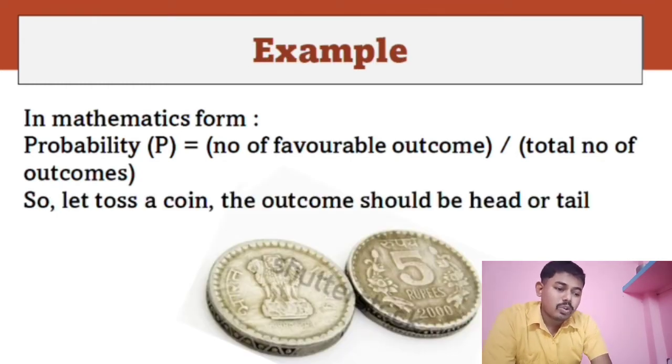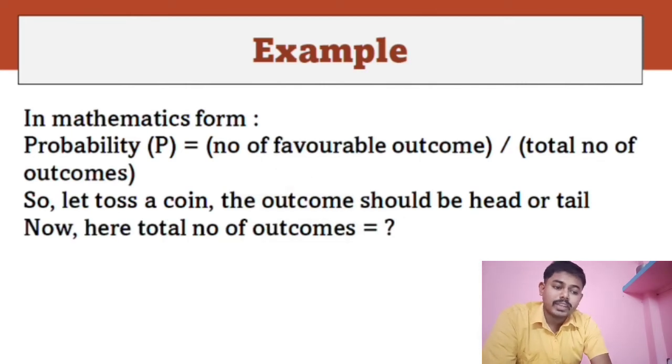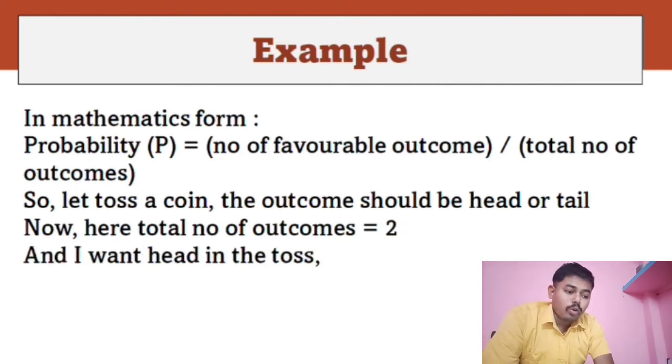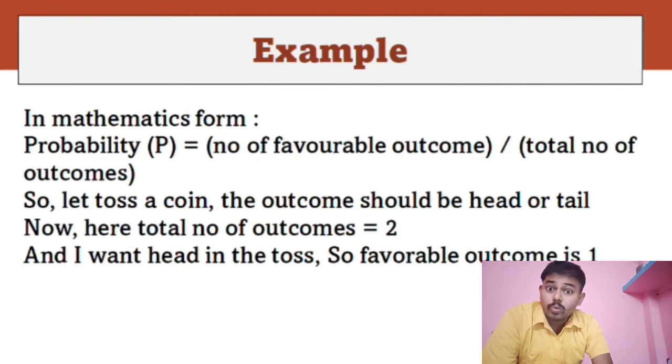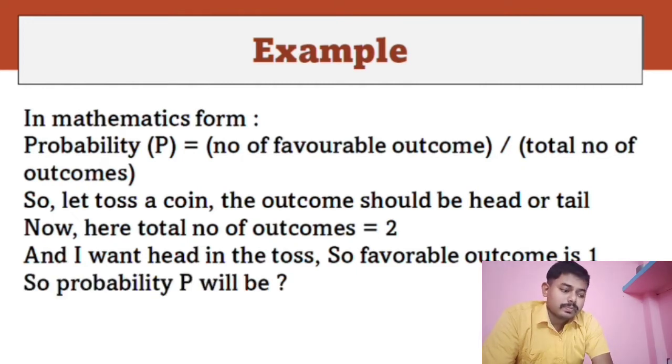So let's toss a coin. The outcome should be head or tail. So the total number of outcomes is 2. And I want head in that toss. So the favorable outcome is 1. Why 1? Because I want one outcome, not both head and tail. So that is why the favorable outcome is 1.